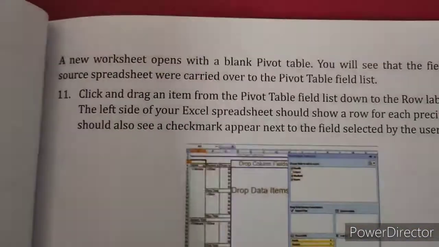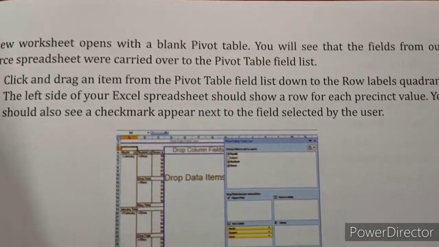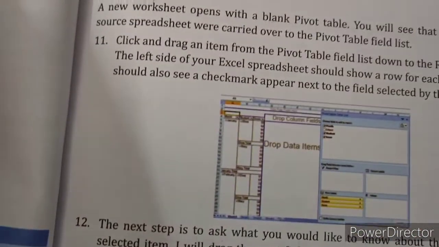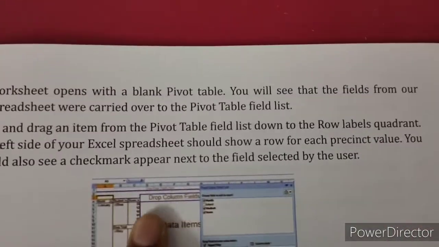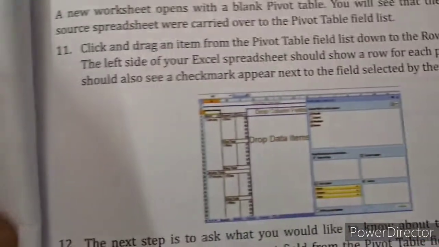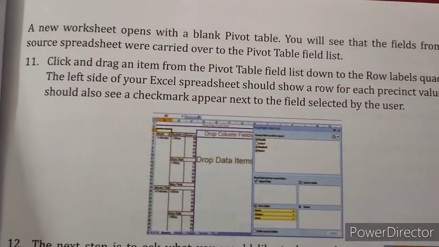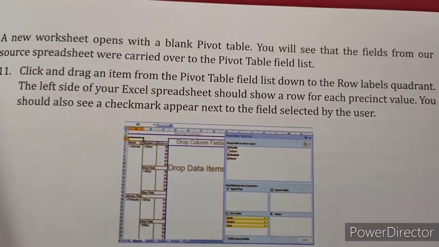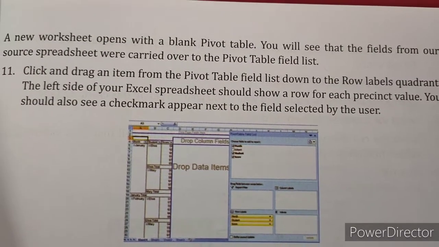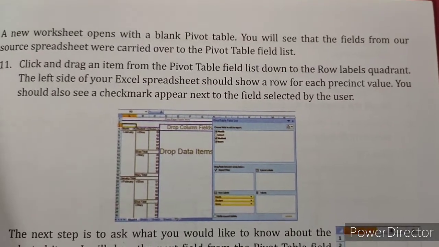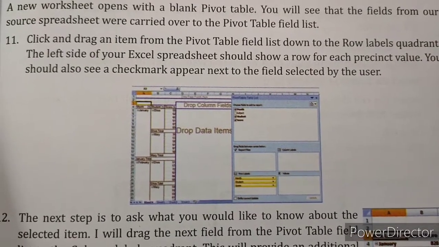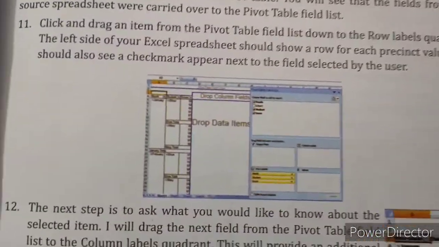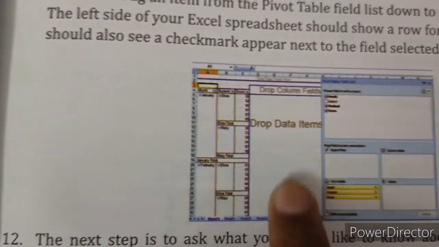A new worksheet opens with a blank pivot table. You will see the fields from our source spreadsheet were carried over to the pivot table fields. Click and drag an item from the pivot table field list down to the row labels quadrant. The left side of your Excel spreadsheet should show a row for each predetermined value. You should also see a check mark appear next to the field selected. See, here is the place where you can drop the data.